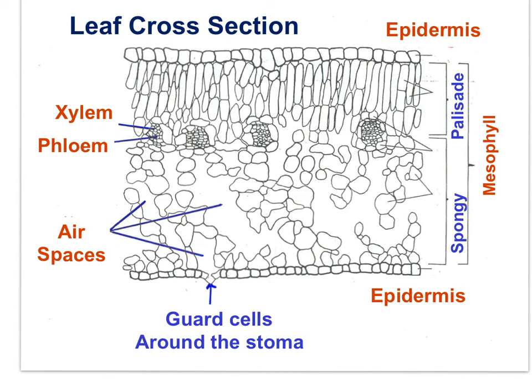Remember, leaves are flat, and this flat shape provides a high surface area, and the high surface area serves for the absorption of solar energy and carbon dioxide.